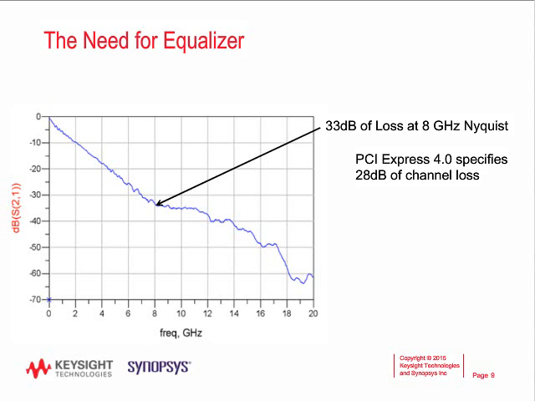Now, from the channel composite loss plot, you can see that the higher frequency signal components can be as much as 20 times smaller than the lower frequency signal components. The effective result of this is an imbalance, or unequal signal loss, in the channel, and it results in interference at the receiver input.